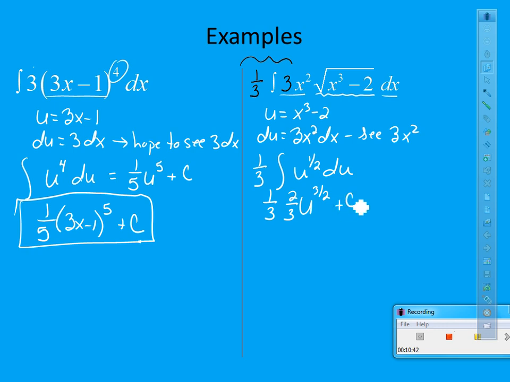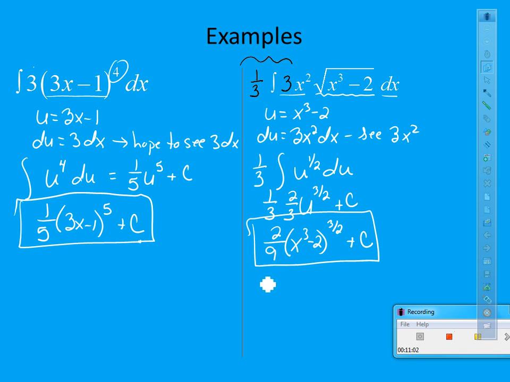So now when I simplify this thing, looks like 1/3 times 2/3, looks like I've got 2/9 times (x cubed minus 2) to the 3/2 plus c. Now let me show you what would happen real fast. The purpose of this 1/3 that I used there was to get this 2/9.